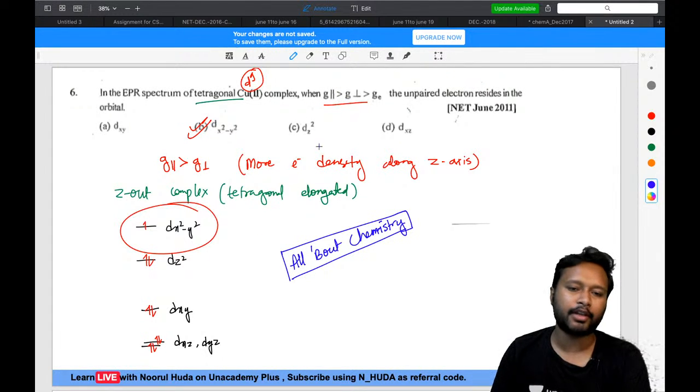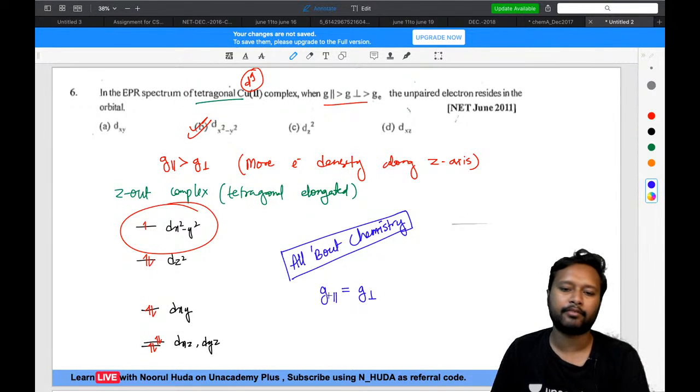If it would be an octahedral complex, if the same molecule would have been for the octahedral complex, in that case it would have been simple, right? In that case G parallel and G perpendicular would have been the same, and this would have been equal to GE. This is the condition for an octahedral complex.